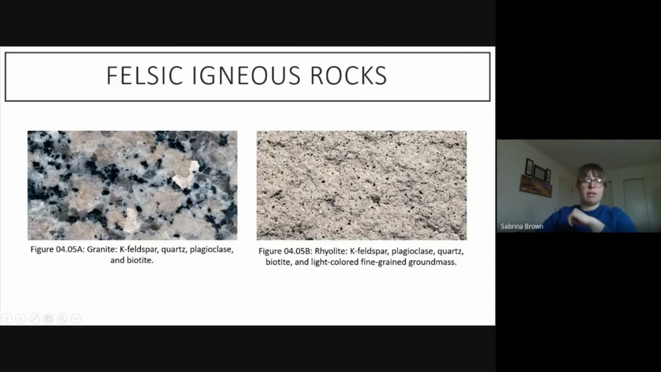On the other side, we have small crystals in our rhyolite. So here we have an extrusive example of an igneous rock. These two igneous rocks have the same composition. They're both felsic, but depending on where they formed, we call them something different.